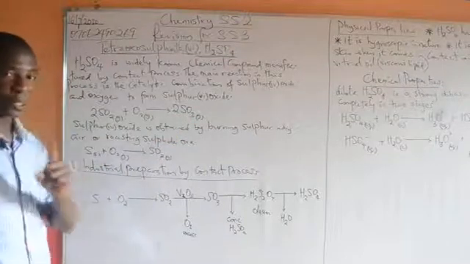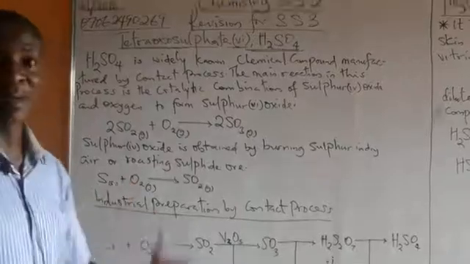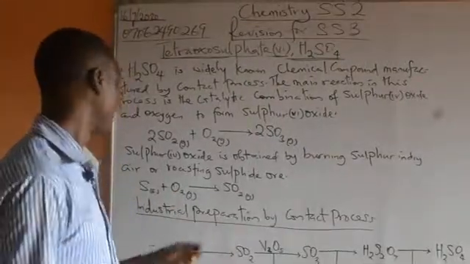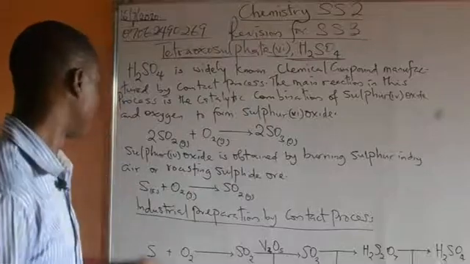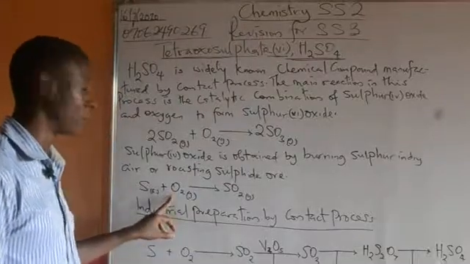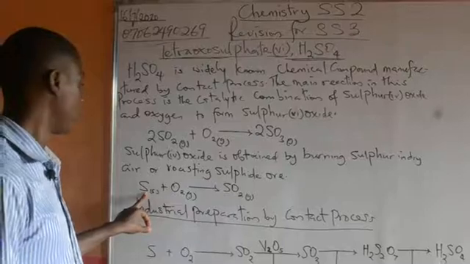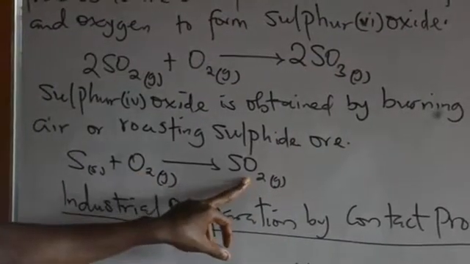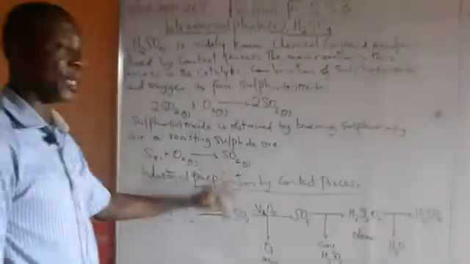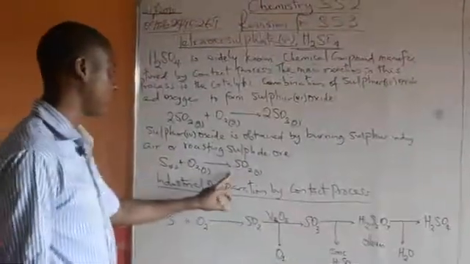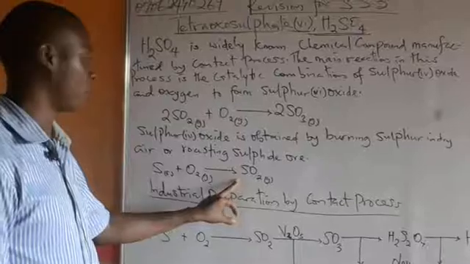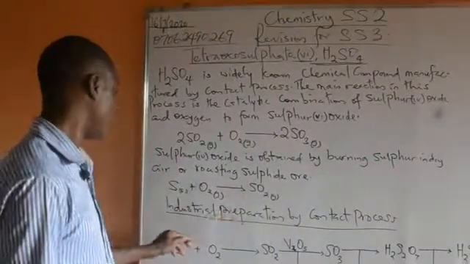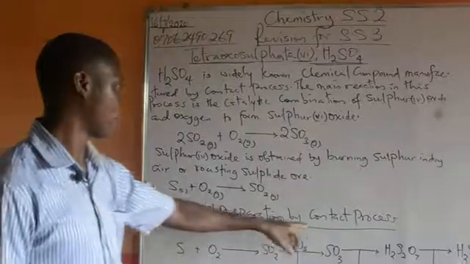Now sulfur 4 oxide is prepared by burning sulfur in dry air, or simply by roasting sulfide ore, any of the sulfide ore. This is the chemical equation of reaction where sulfur is being burnt in air to form sulfur 4 oxide. It will interest you to know that this is the first stage in the industrial preparation of tetraoxosulphate 6-oxide by contact process. Are you getting that?